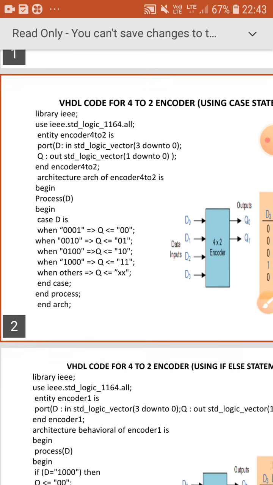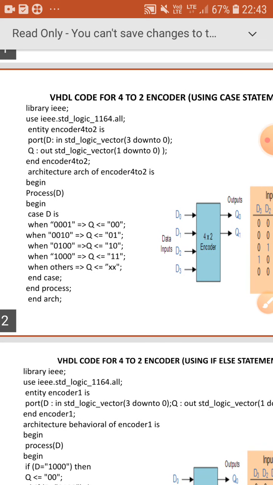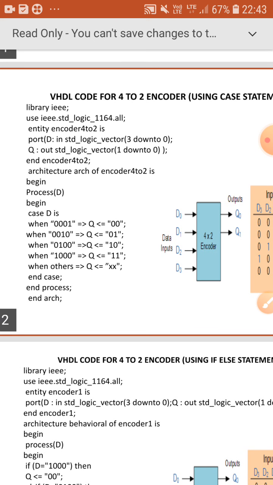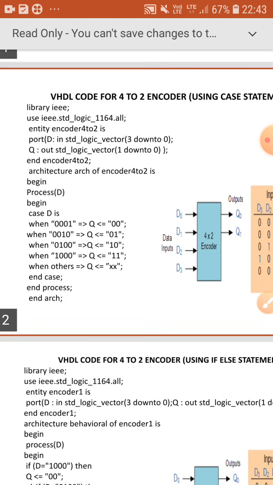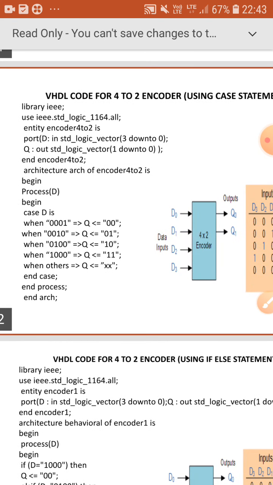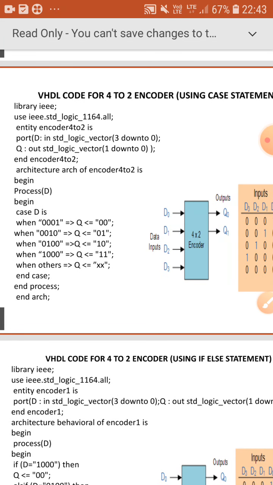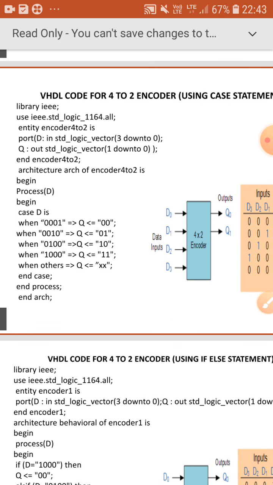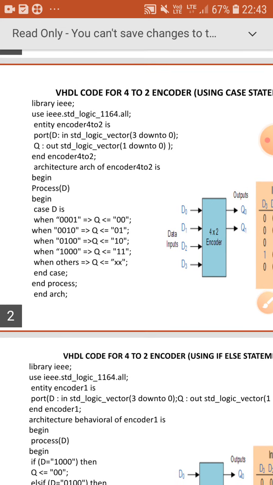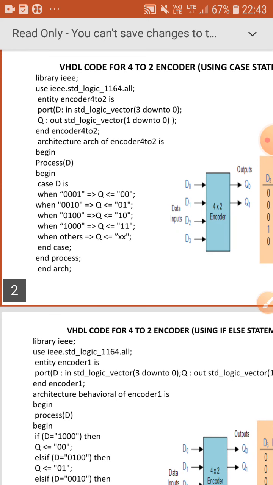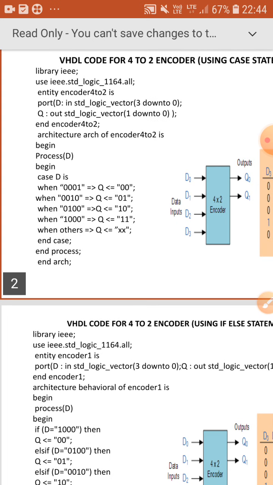Next Q. Q is the output. If you declare Q1 and Q0 as outputs, then you have to use STD logic. Here I am using Q. Q is a 2 bit value, so I have to write STD logic vector 1 down to 0, Q of 1 and Q of 0. Q of 1 is the MSB, Q of 0 is the LSB. Next, in the third line, end entity name. The entity name is encoder 4 to 2, so end encoder 4 to 2.